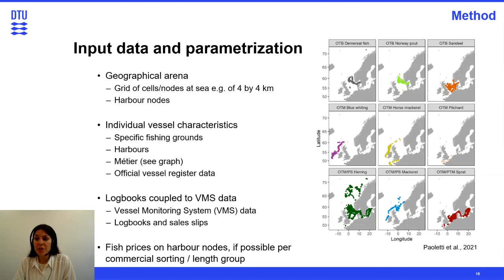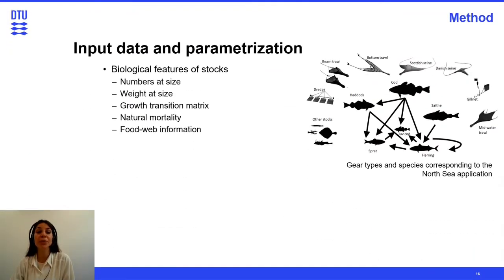On the harbor side, we also need fish prices for the different species, if possible according to their commercial sorting groups. For the biological parametrization, we need for the different stocks the numbers and weights at size, their growth characteristics described by a growth transition matrix, natural mortality, and other food web interactions. Of course, we also need the spatial distributions of the stocks.